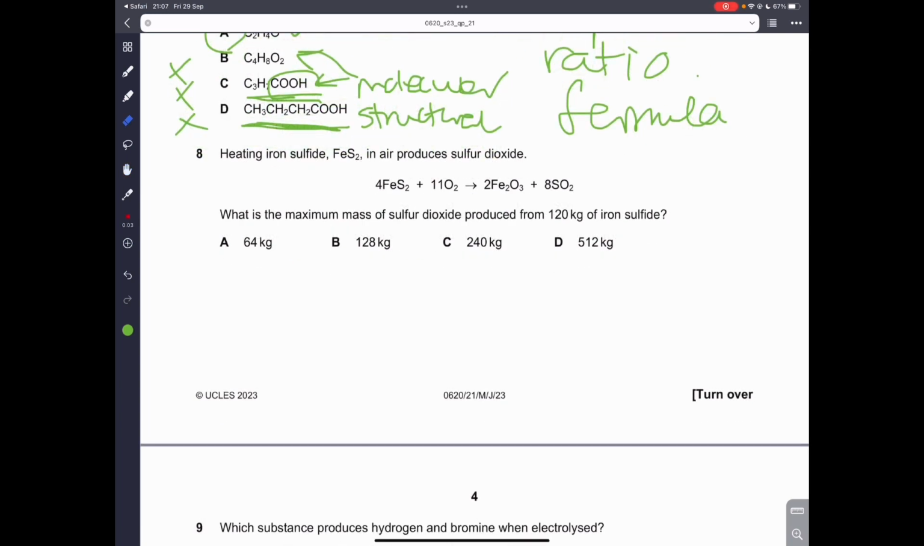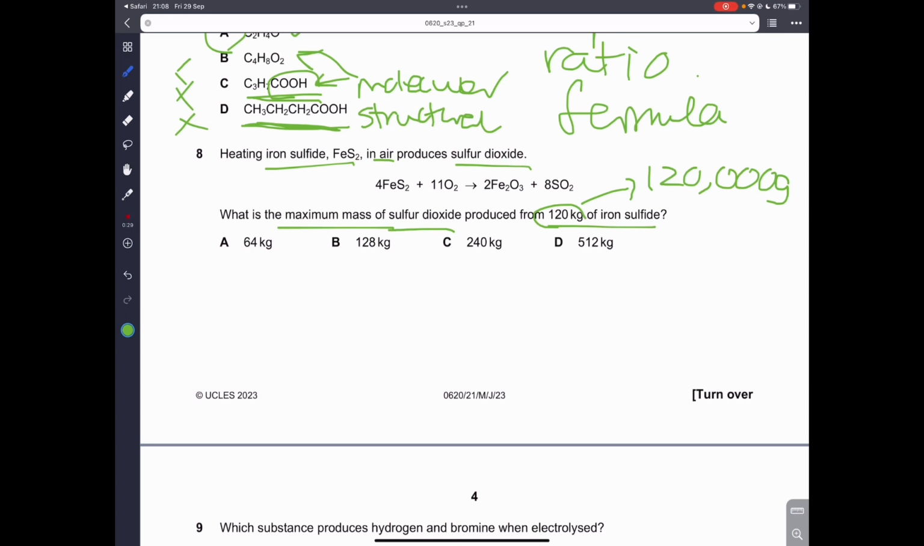Okay, moving on to question number 8. Heating iron sulfide, FeS2, in air produces sulfur dioxide. What is the maximum mass of sulfur dioxide produced from 120 kilograms of iron sulfide? Now notice they give you the mass in kilograms. So this has to be changed into grams, which is 120,000 grams.